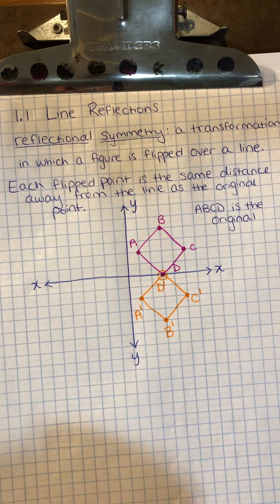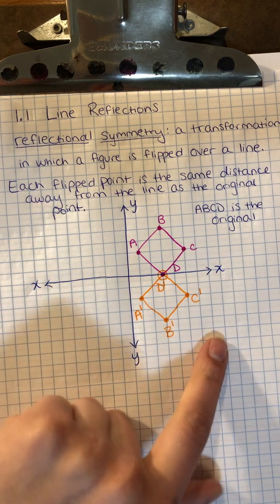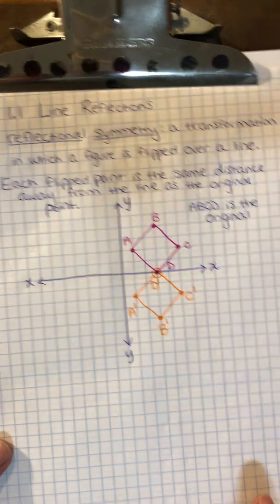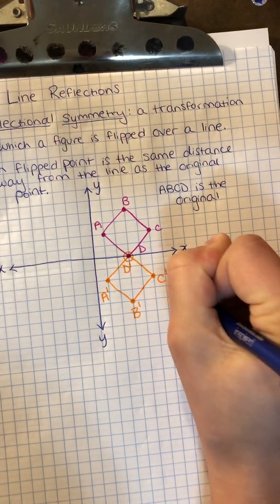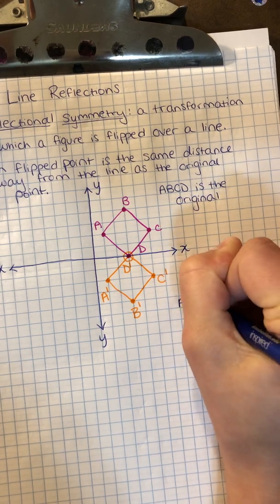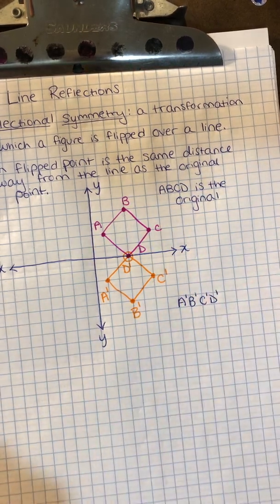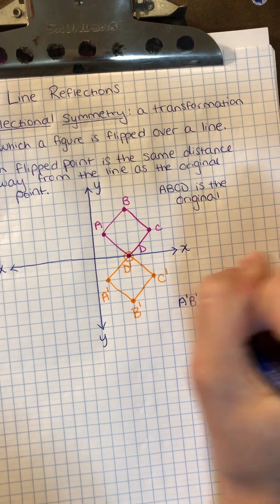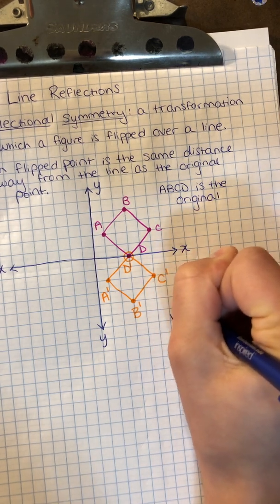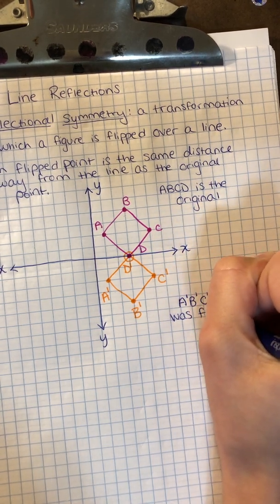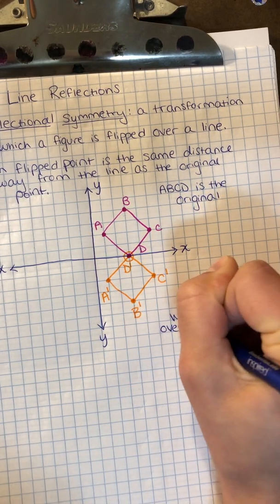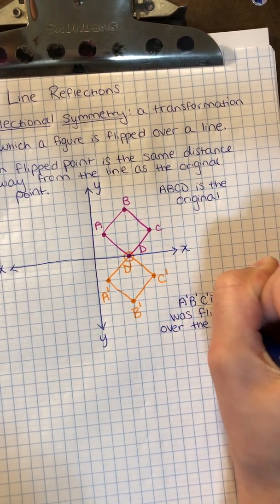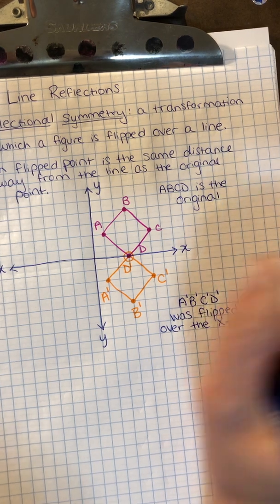Now that we've named our shape, we're going to write down a note about our shape in this corner. Its name is A prime, B prime, C prime, D prime. And the shape itself was flipped over the x-axis.